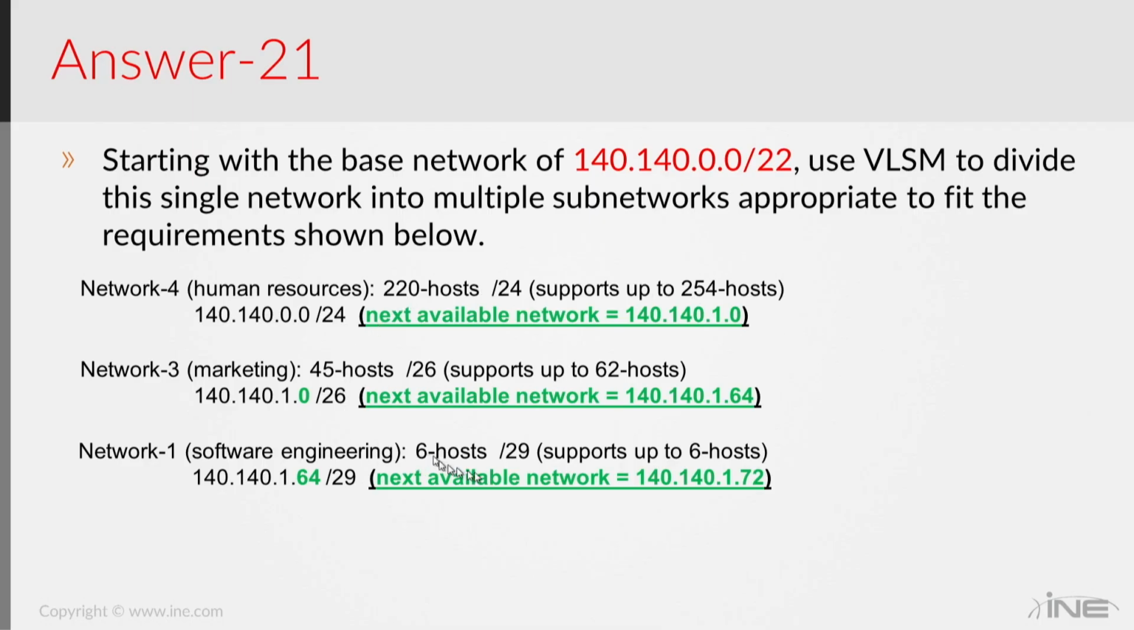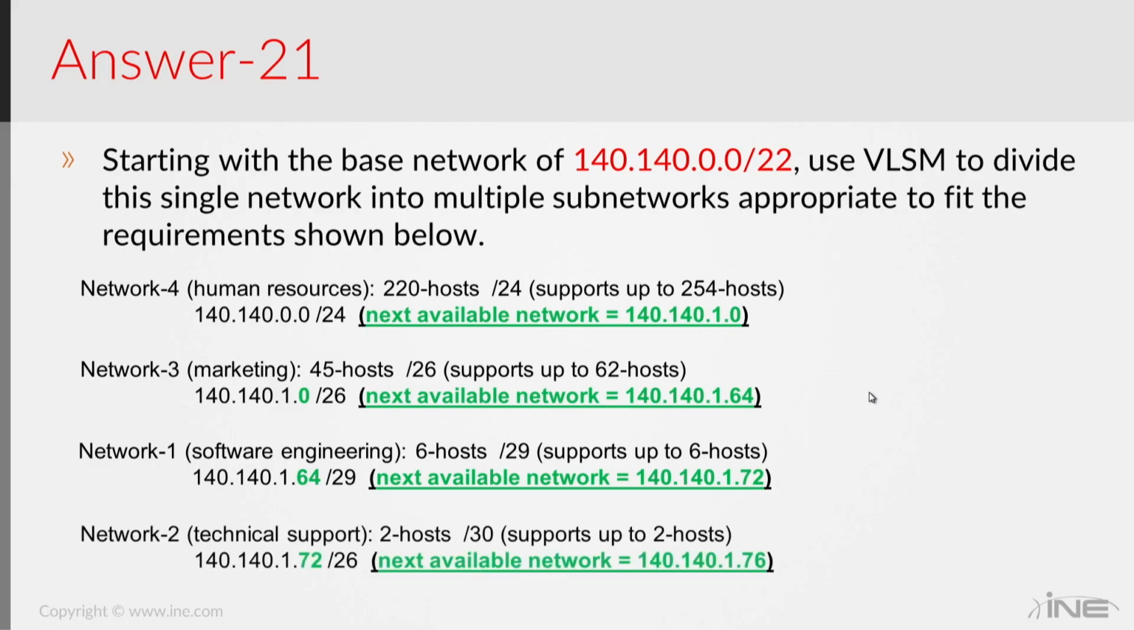Only 6 hosts, that means we can get away with a subnet mask of /29. /29s are always in multiples of 8s. So 64 plus 8 is 72, which goes on our final network, which gets a subnet mask of /30 based on its host requirements.